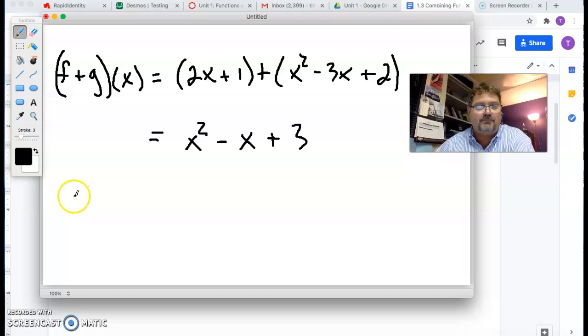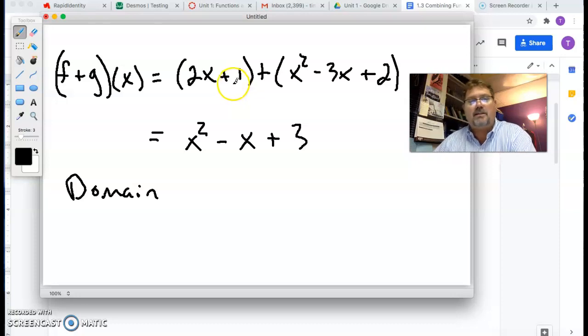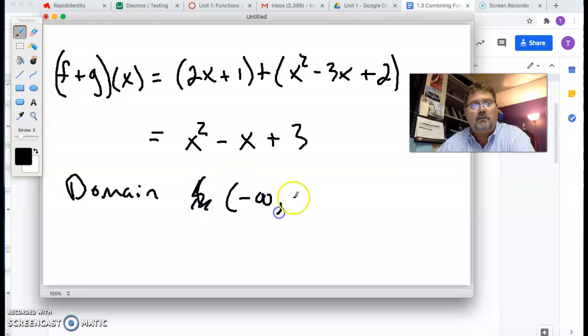Now let's talk about the domain. All right, the intersection of their two domains. All right, so f is a linear function. The domain of this linear function is all real numbers. The whole linear family has a domain of all real numbers. This is a quadratic function, a polynomial. The domain's all real numbers. The intersection of all real numbers and all real numbers is all real numbers. Just to use interval notation, I'm going to mark that out. It'll be negative infinity to infinity, and that's how that one would be done.